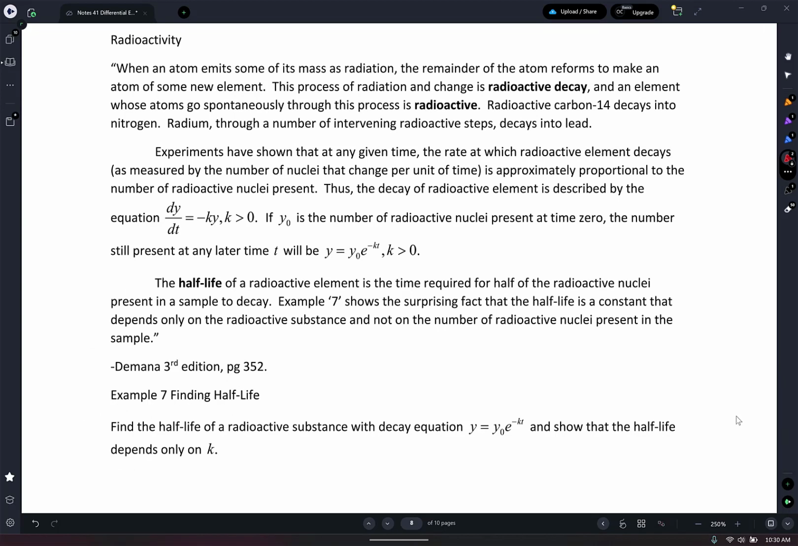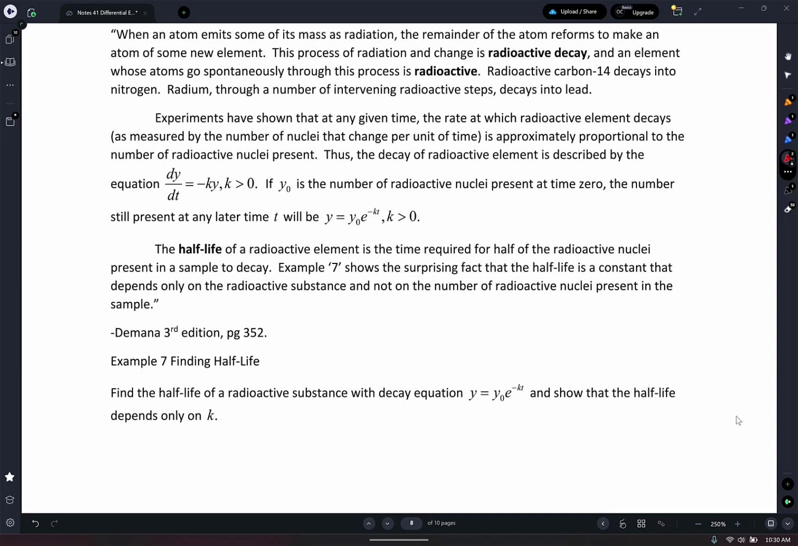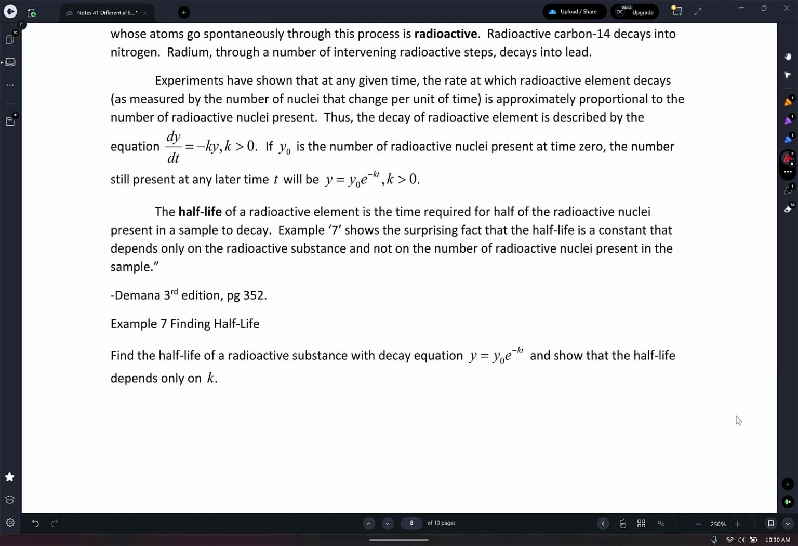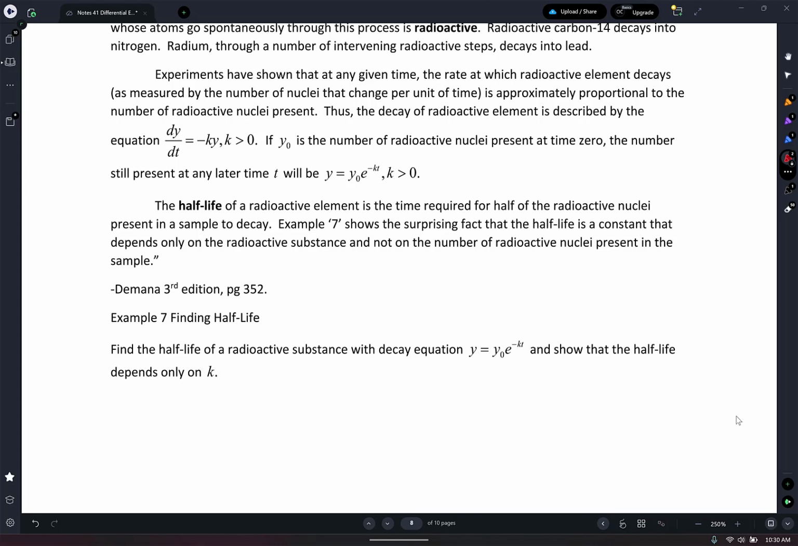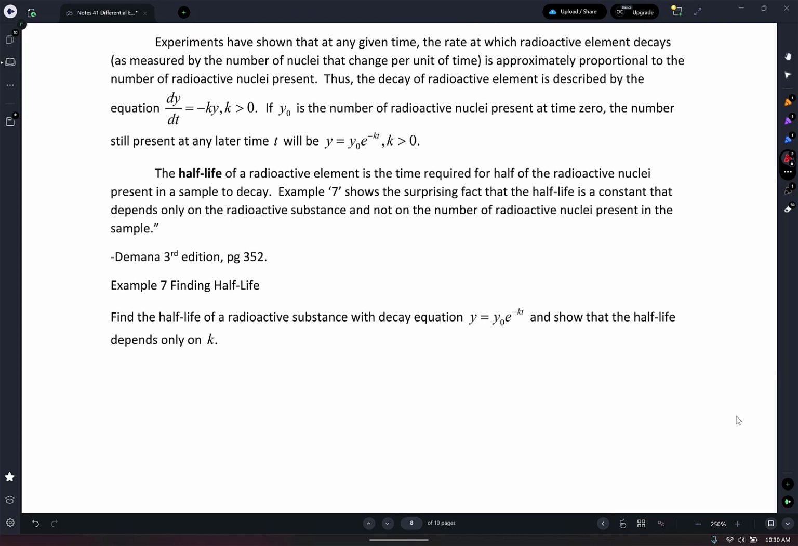When an atom emits some of its mass as radiation, the remainder of the atom reforms to make an atom of some new element. This process of radiation change is radioactive decay, and an element whose atoms go spontaneously through this process is radioactive. Radioactive carbon-14 decays into nitrogen. Radium, through a number of intervening radioactive steps, decays into lead. Experiments have shown that at any given time, the rate at which radioactive elements decay, as measured by the number of nuclei that change per unit of time, is approximately proportional to the number of radioactive nuclei present. Thus, the decay of the radioactive element is described by the equation dy/dt equals negative ky, when k is positive?